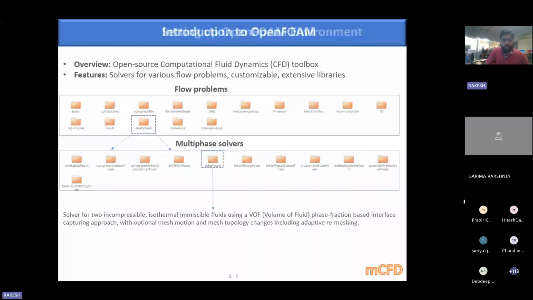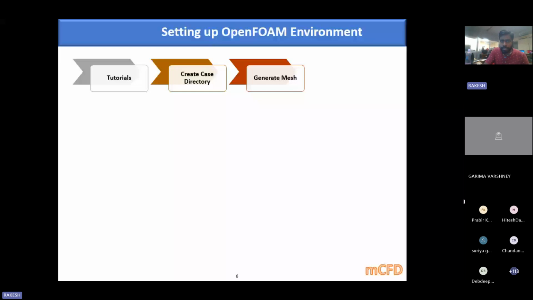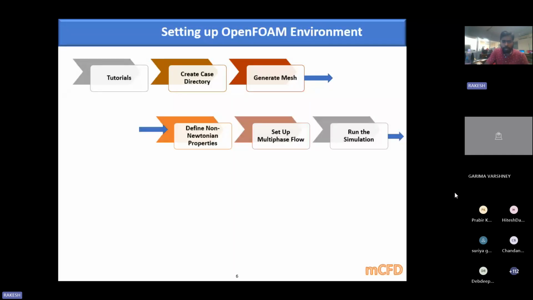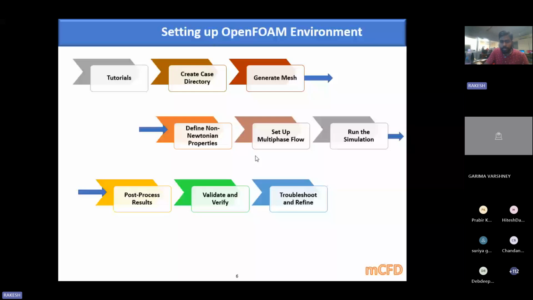The first step in the tutorials is the case directory. After that we go for any kind of geometry, accompanied by the creation of the mesh. Then after the mesh, we define the fluid properties. That is the main part, where we will be defining our non-Newtonian properties. Then comes how to set up the multi-phase flow, how to run the simulation, then post-processing, then validation and verification, and after that troubleshoot and refine. If there is an issue with the validation, we troubleshoot and can refine our results.